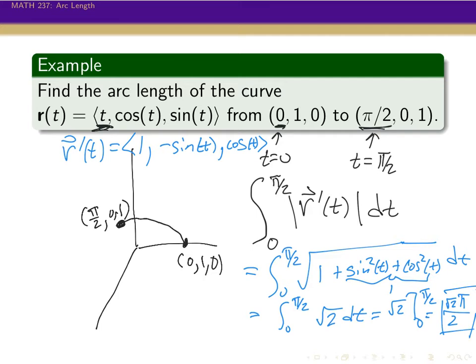So this one was very simple and straightforward to do. The main reason it was simple is because this magnitude ended up being a constant. That tends not to happen when you parameterize things. With circles it happens more often than other places, but in other places it often doesn't work out nearly that nicely. You can even take fairly simple curves like parabolas, and it suddenly becomes very difficult to calculate arc lengths.